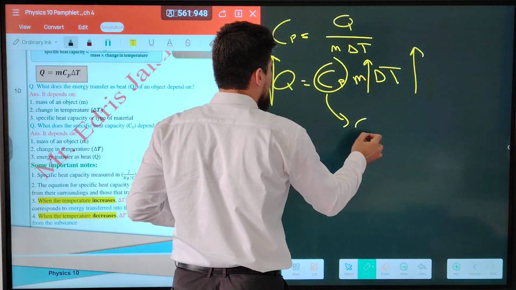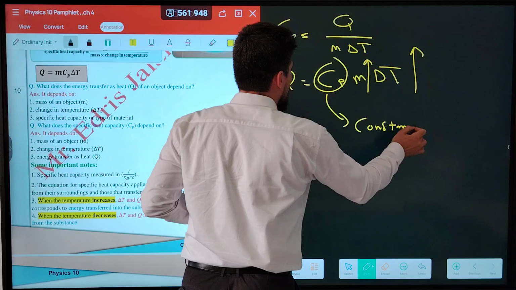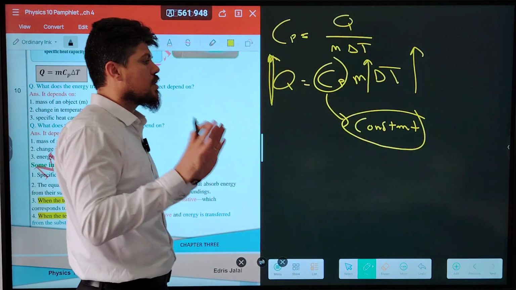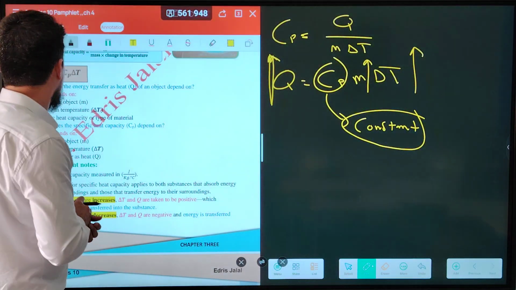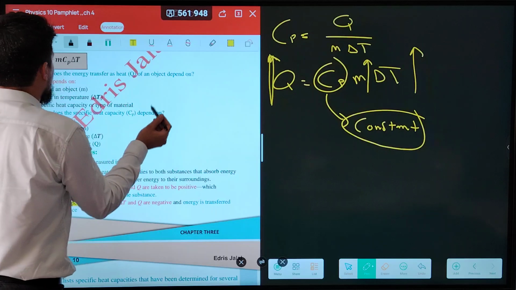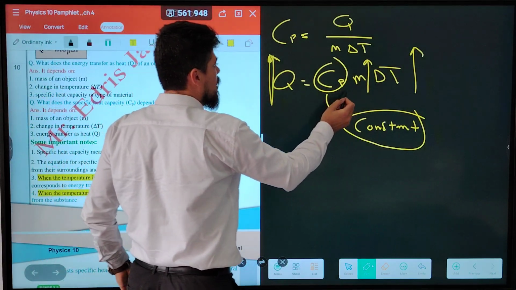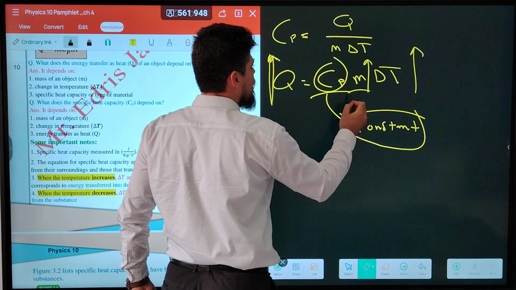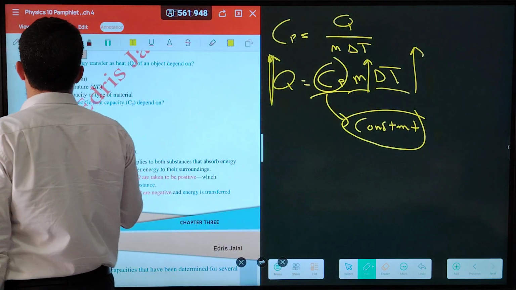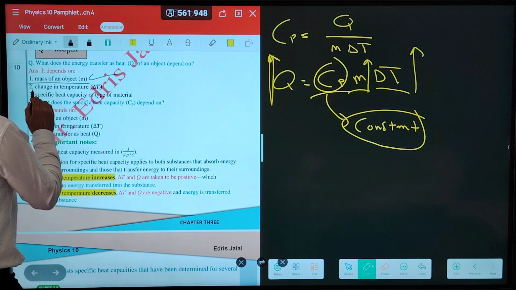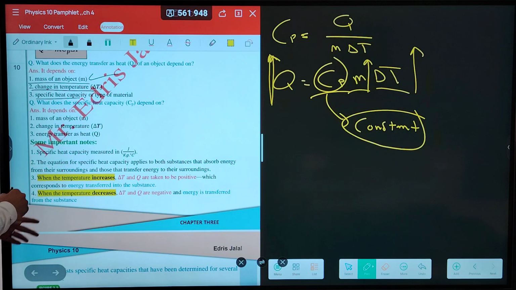But Cp is what? Cp is constant. Be careful. Cp doesn't change. What does the energy transfer as heat of an object depend on? The energy transfer as heat depends on what? Specific heat capacity, mass, and change in temperature. The mass of an object, change in temperature, and specific heat capacity.